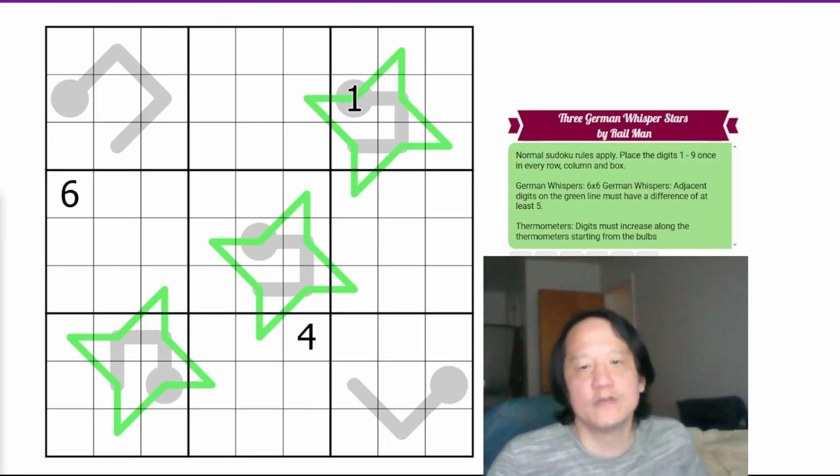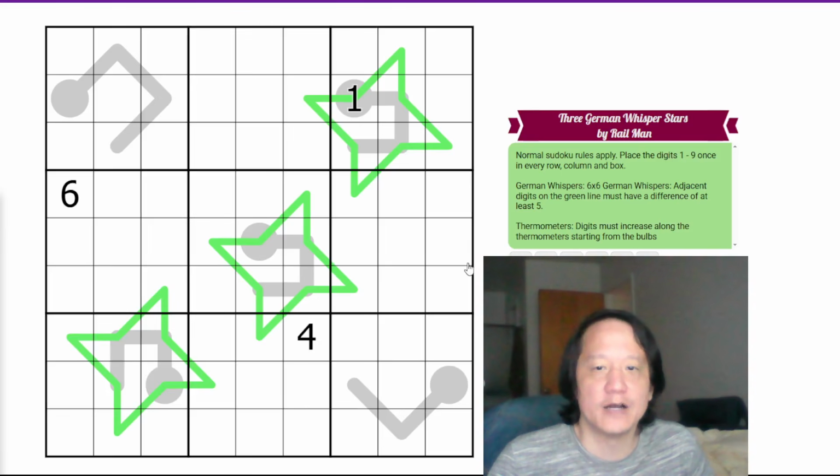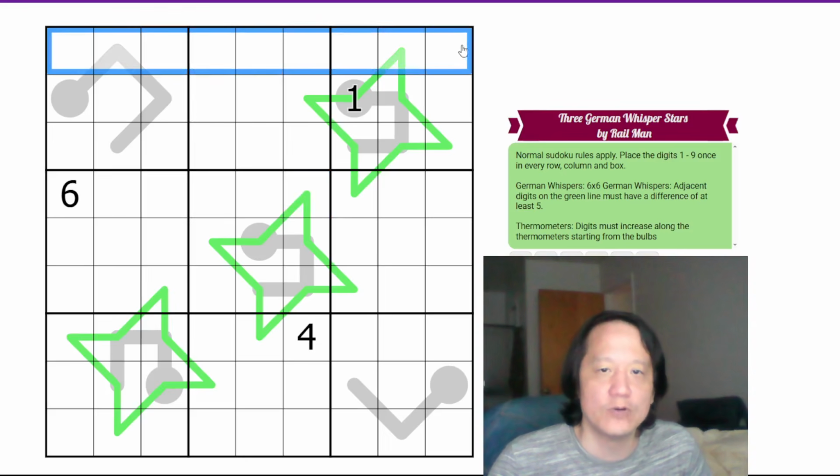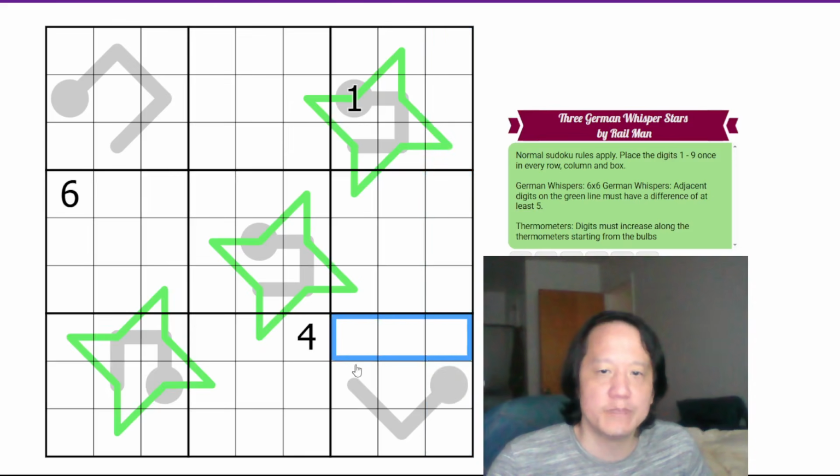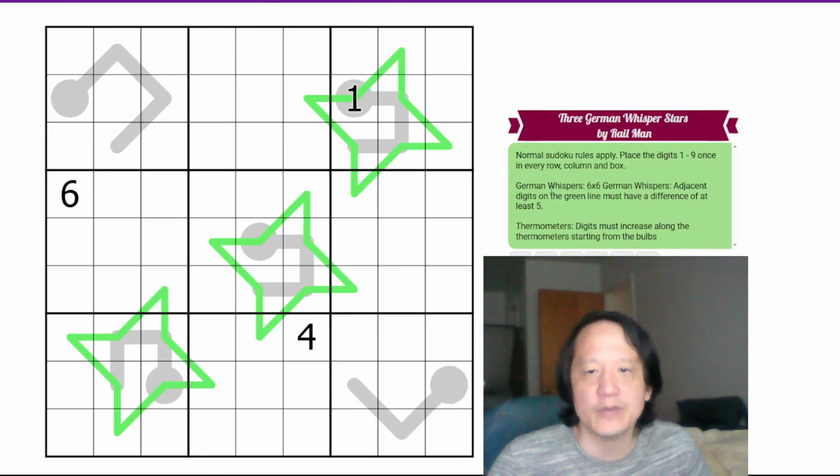We have normal Sudoku rules apply, which means in every cell, place the digits 1 through 9 once in every row, column, and box. This looks like there's some sort of mistyping here, or miscopying.